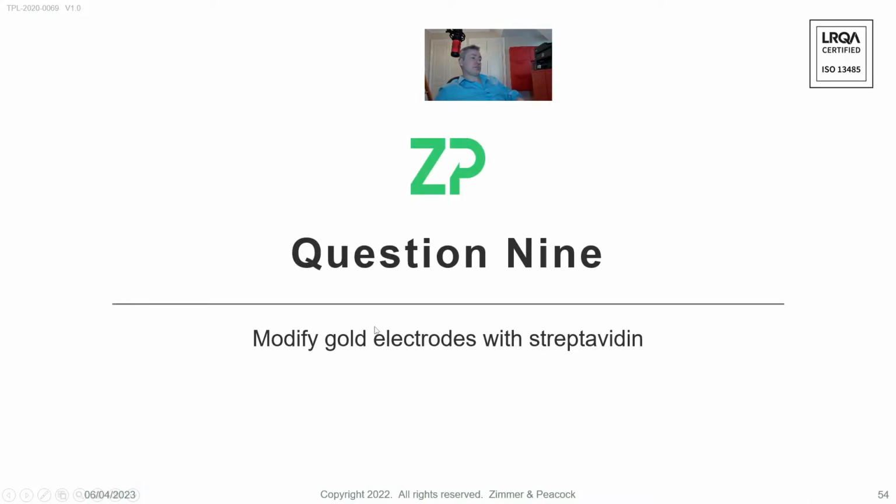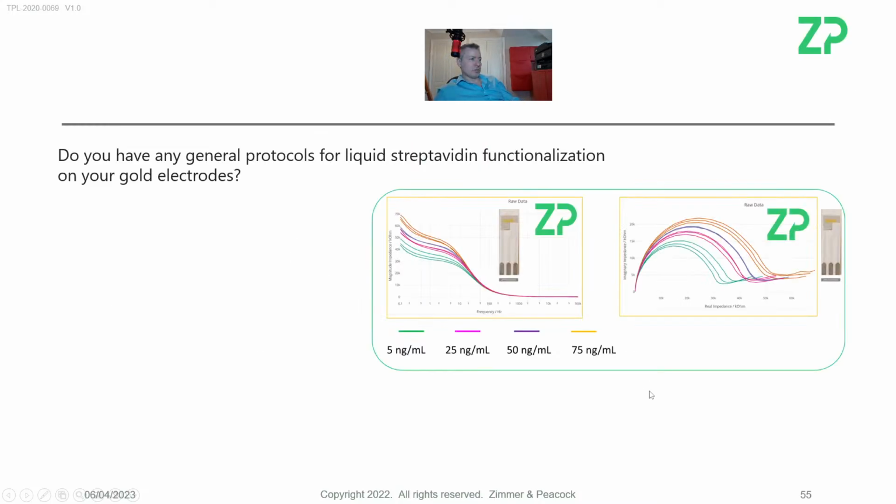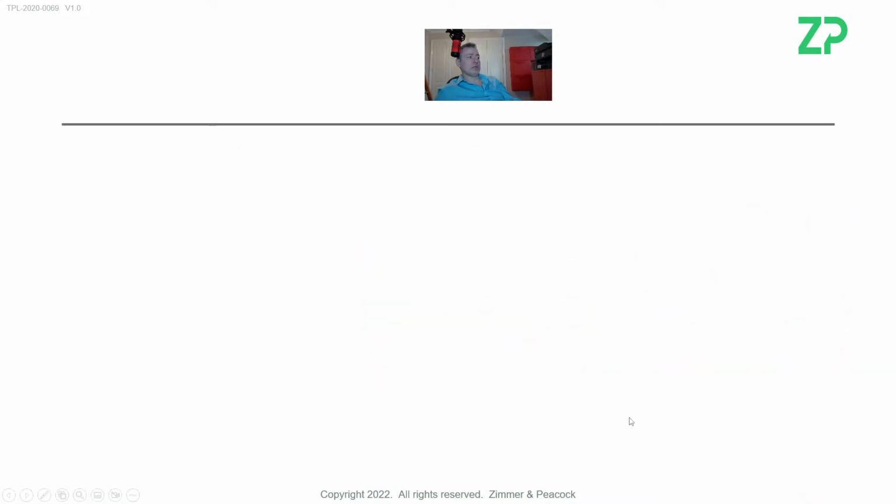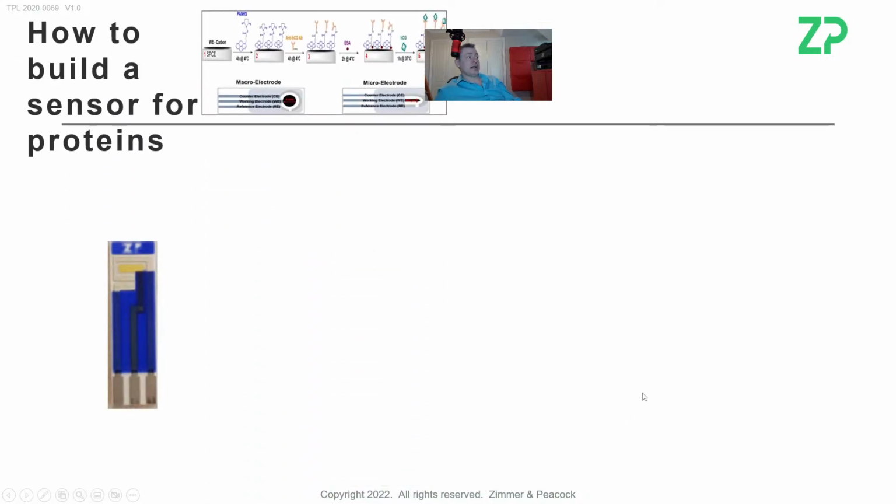This is a tricky one for me, actually. Modifying gold electrodes with Streptavidin. I did ask, and I was a bit surprised because I thought we had, but we don't seem to have used Streptavidin, at least of recent. But when people are talking about Streptavidin, they're often talking about making immunosensors. So we do have a really good gold electrode, and we do use it for making immunosensors, I want to say a fair bit. How to build a sensor for proteins.